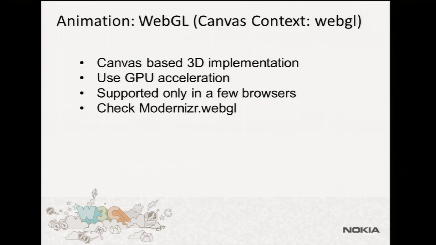WebGL. So WebGL is the second context which comes with Canvas. This is a Canvas-based 3D implementation. It uses GPU acceleration. So this is, I think, the most awesome thing I have seen in the last few months. And it's supported only in a few browsers. So whether it will become a standard or not, that is still a question. You can check Modernizr.webgl to see the support.